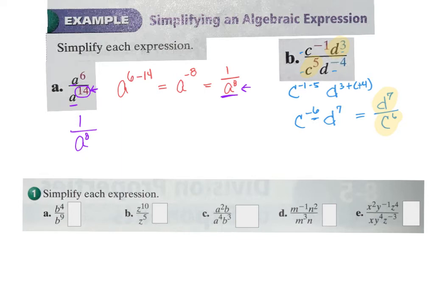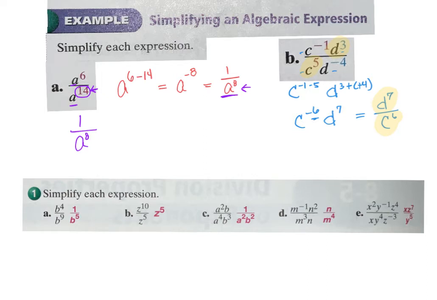All right, for A, b to the 4th over b to the 9th, you should end up with 1 over b to the 5th. Z to the 10th over z to the 5th, you should have ended up with z to the 5th. A squared b over a to the 4th b cubed is 1 over a squared b squared. M to the negative 1 n squared over m cubed n is n over m to the 4th.